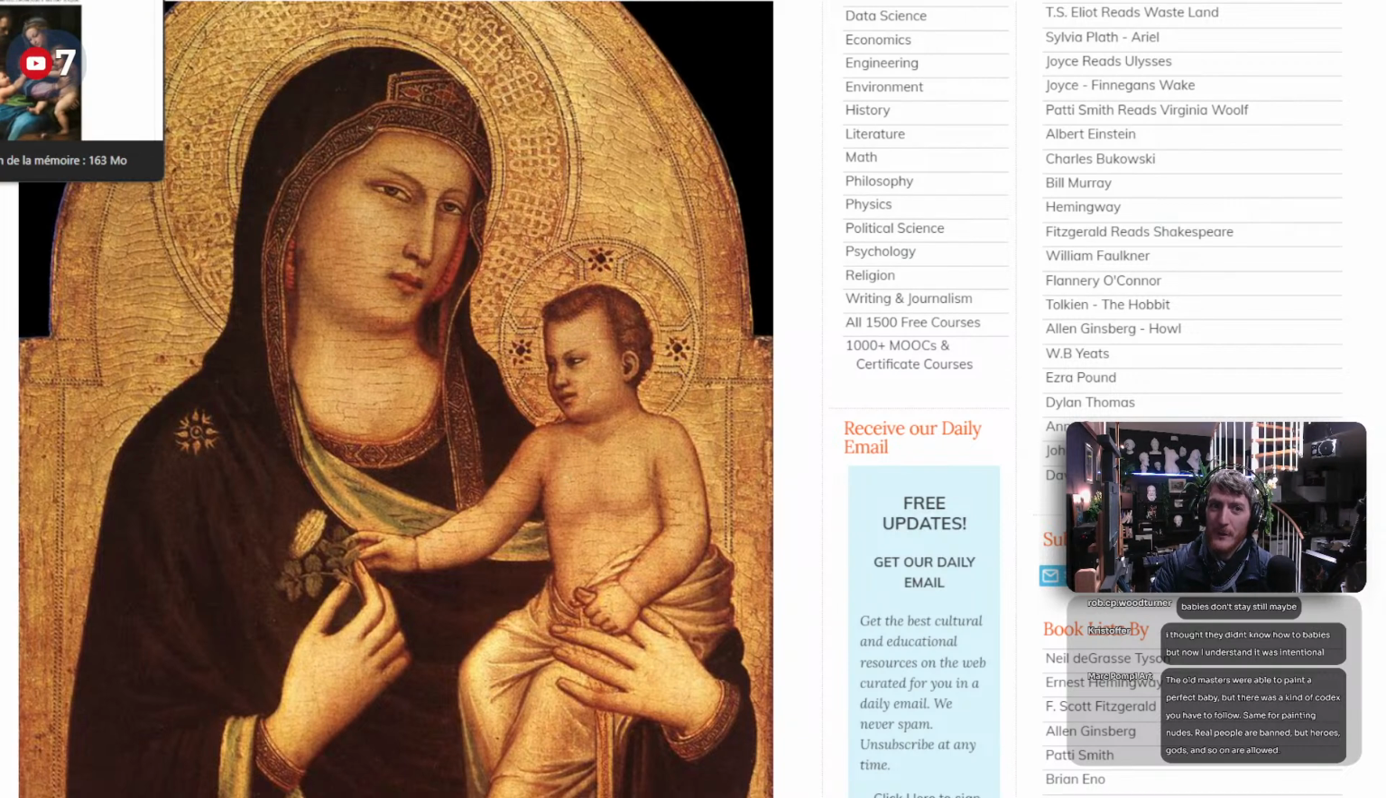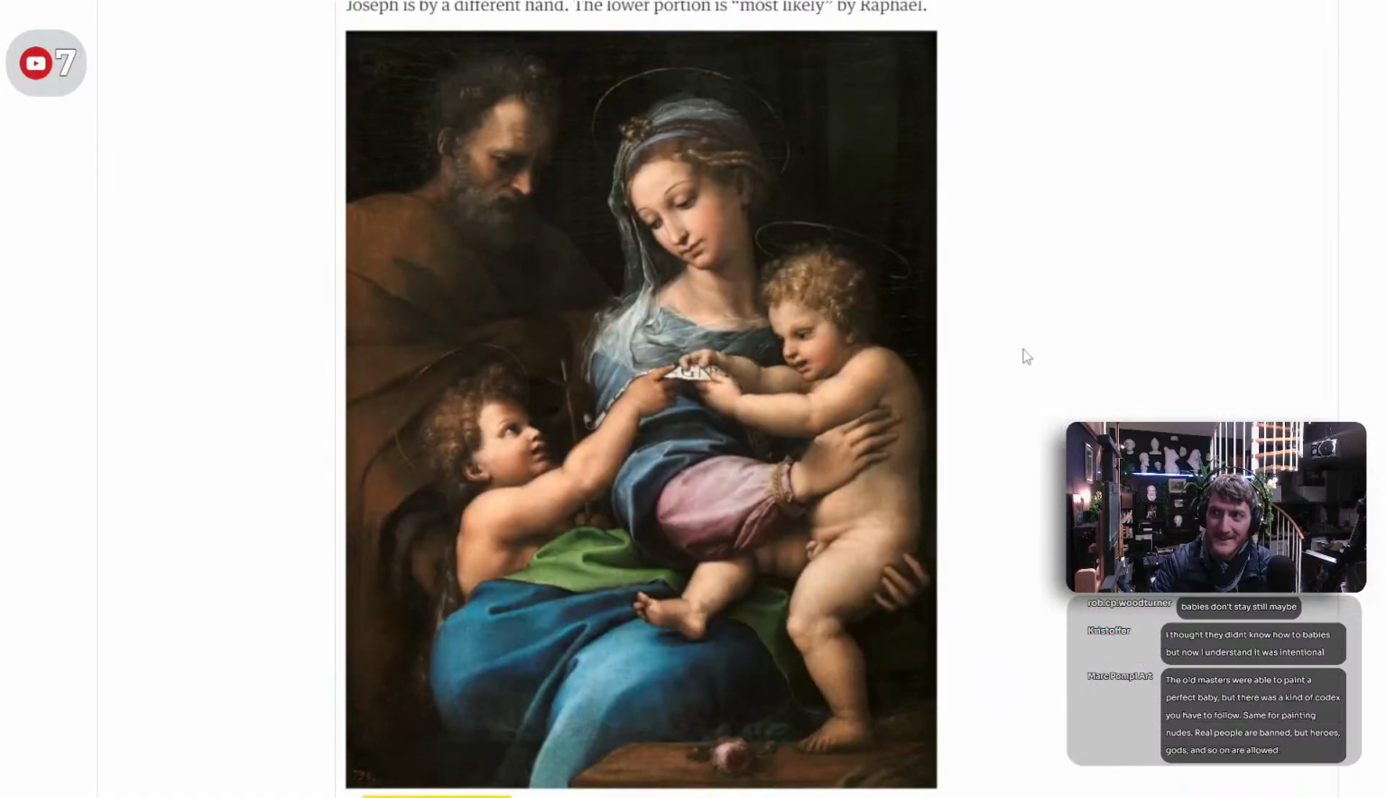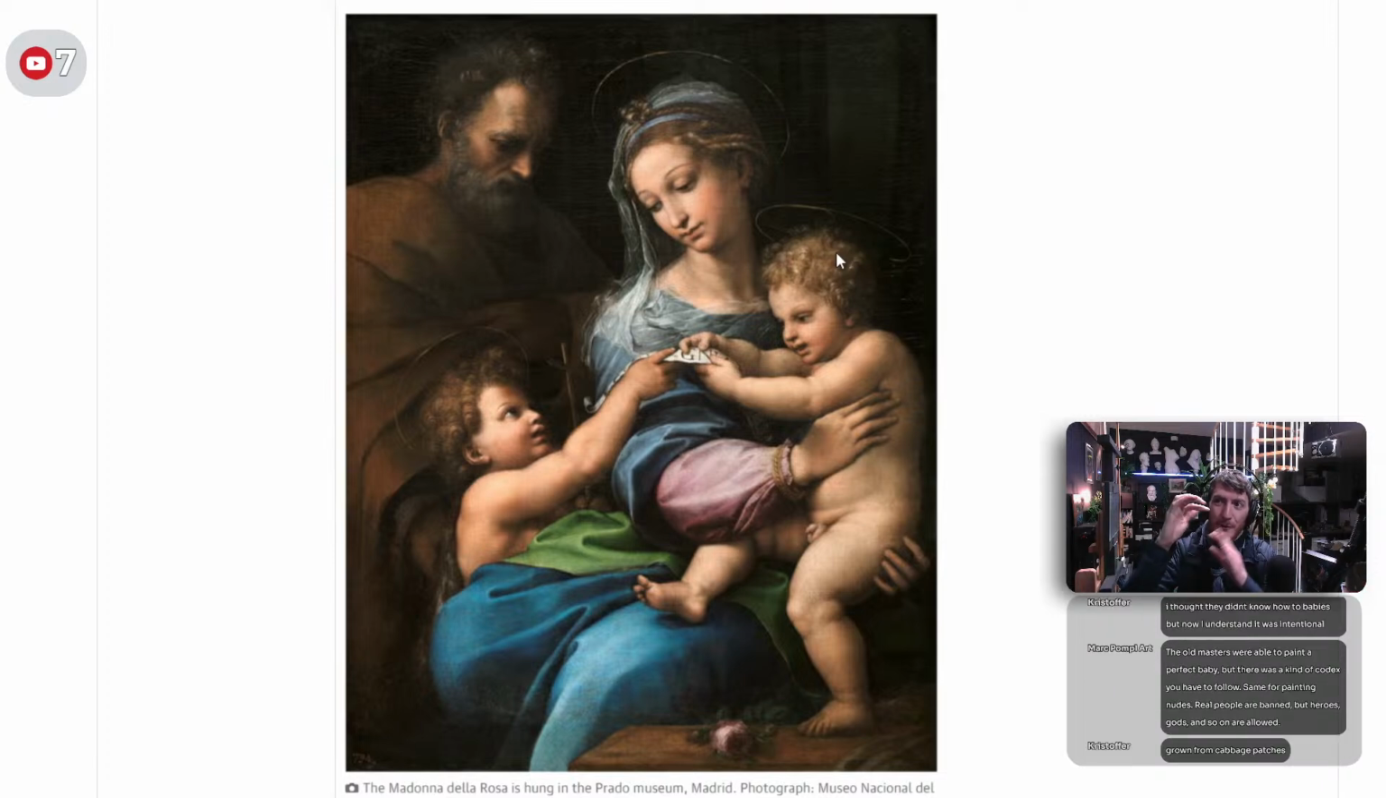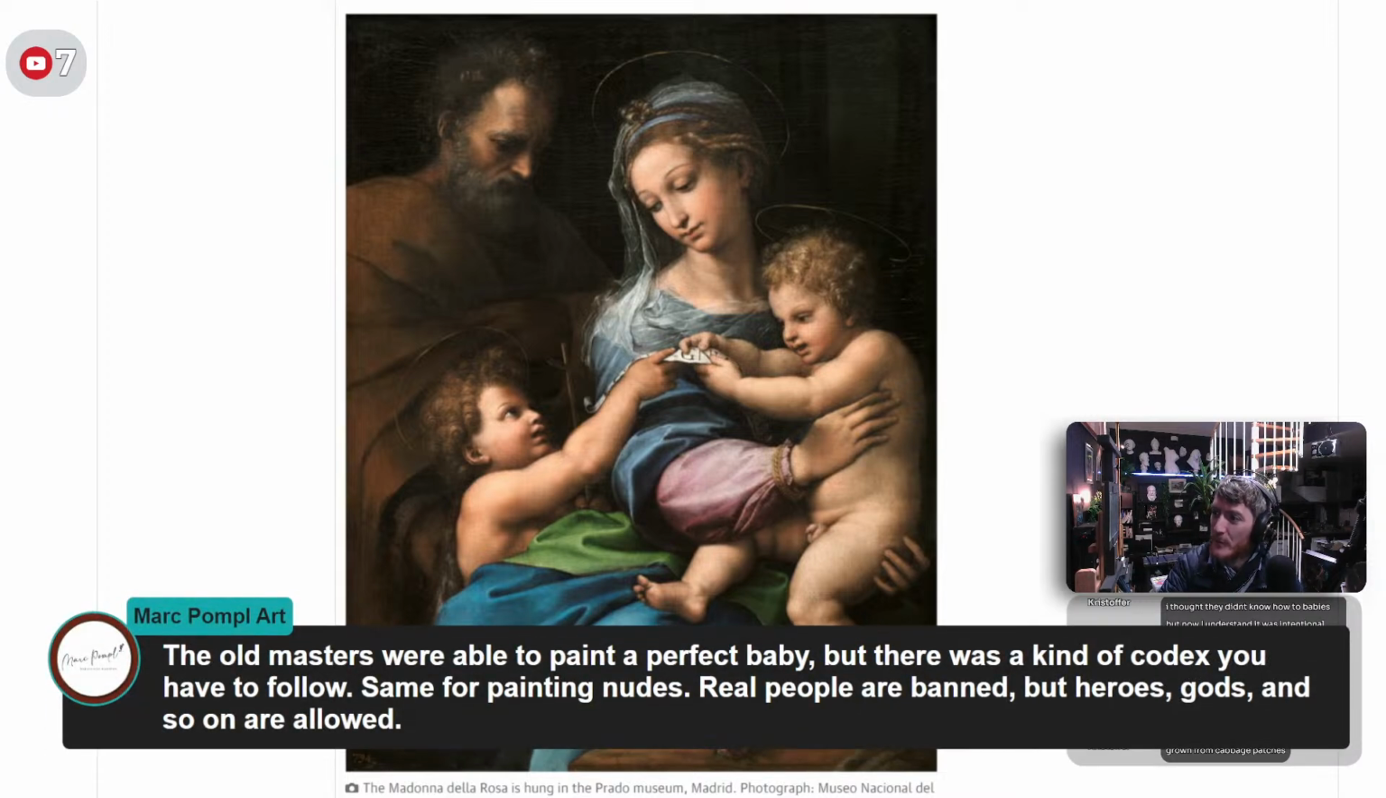And with Raphael, the approach is different, except that in his case, he's mostly using Greek and Roman canons, so idealized features. It's basically almost using a technique like the Loomis or the Reilly drawing method, where you have an archetype for the face with certain lines and proportions, and you always use the same. That's why they mostly all look the same. The old masters were able to paint a perfect baby. There was a kind of codex you had to follow. Same for painting nudes. Real people are banned, but heroes, gods, and so on are allowed.